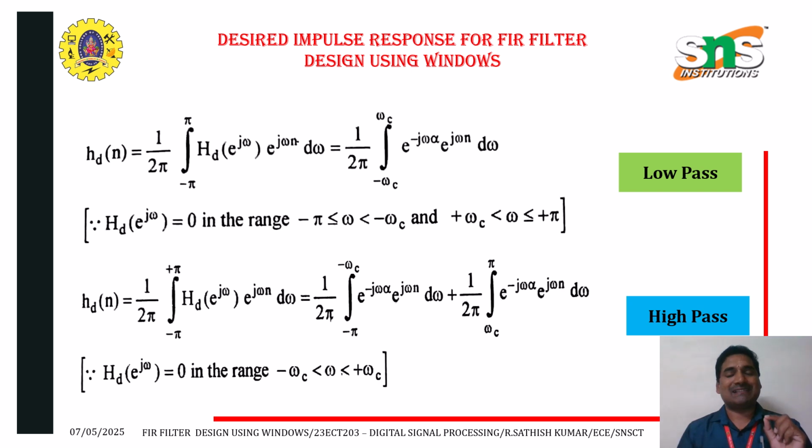Now, the desired impulse response of FIR filter design using windows for low pass: hd of n is equal to 1 by 2 pi integral over minus pi to pi Hd of e power j omega into e power j omega n d omega.